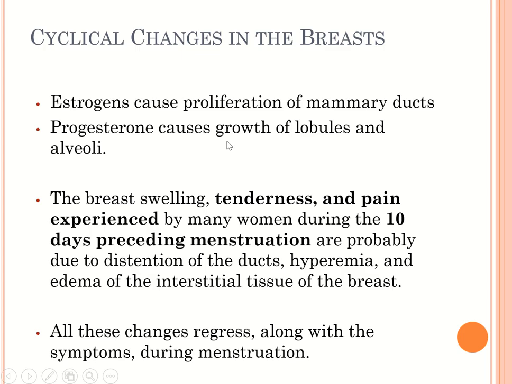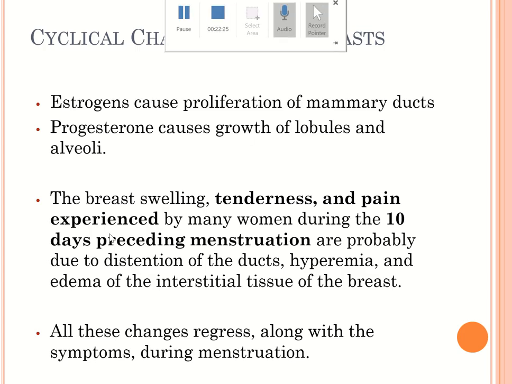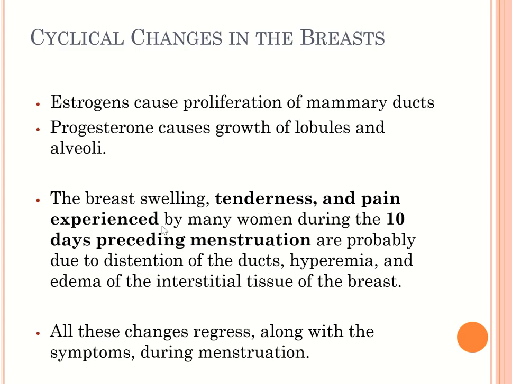In the second half of the menstrual cycle, the alveoli and lobules, the cells which will actually produce the milk, will be growing. The breast swelling, tenderness, and pain experienced by many women during the 10 days preceding menstruation is probably due to distension of the ducts, hyperemia, and edema of the breast, and this is seen under the influence of progesterone. Immediately once menstruation starts, when the hormones come down, the tenderness in the mammary gland also reduces. So all these changes regress along with the symptoms during menstruation.